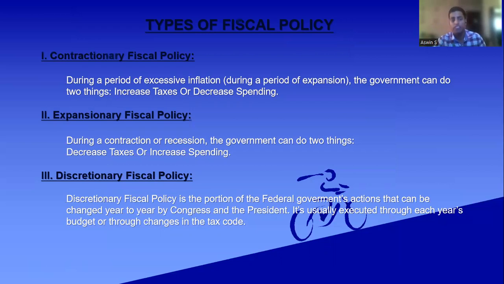There is another type, which is discretionary fiscal policy, which is mainly used in the United States of America by the Congress. The discretionary fiscal policy is a portion of the federal government's action that can be changed year to year by the Congress and the President. So it is basically updated year to year. It is usually executed through each year's budget or through changes in the tax code.